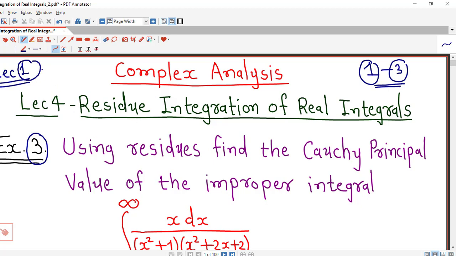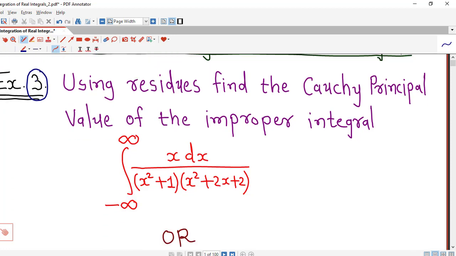So the method is discussed in lecture number 1, and we are going to evaluate this improper integral using the residue theorem. So let us see what is asked here. Using residues, we are asked to find the Cauchy principal value of the improper integral from minus infinity to infinity of x over (x square plus 1) times (x square plus 2x plus 2) with respect to x.